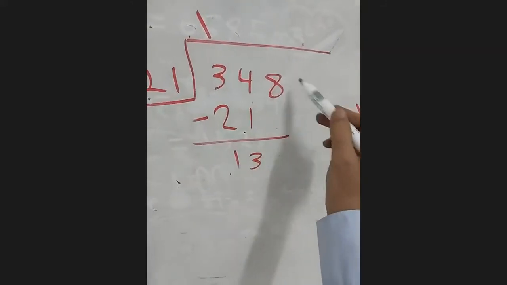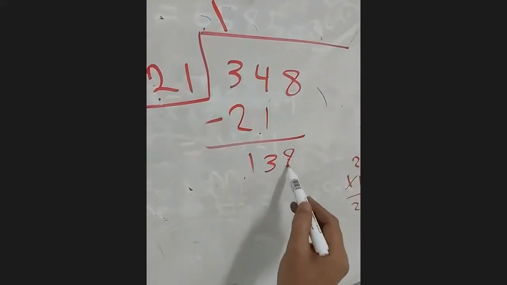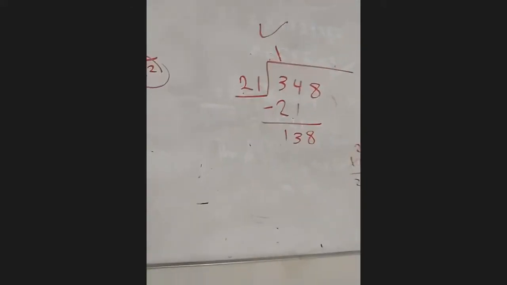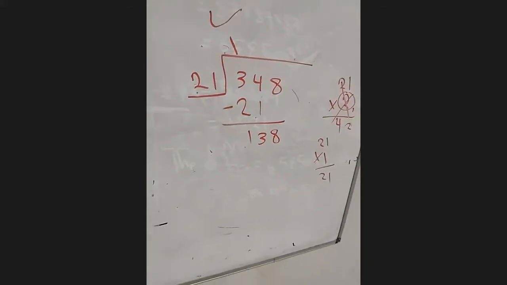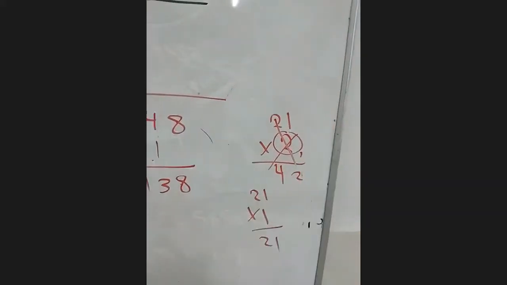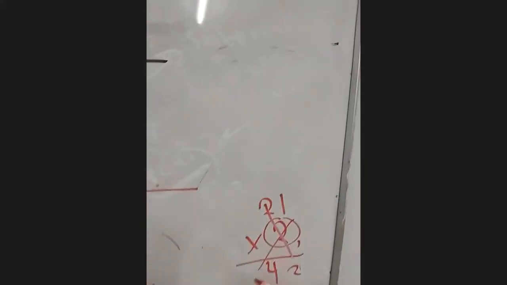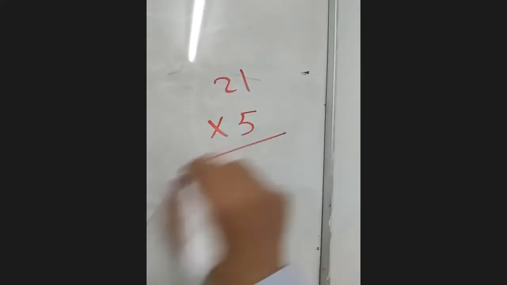Now what will I bring down? The 8, so 138. This is a bigger number for 21. Can you guess a number here? Let's guess a number together. 5. 5 by 21, right?